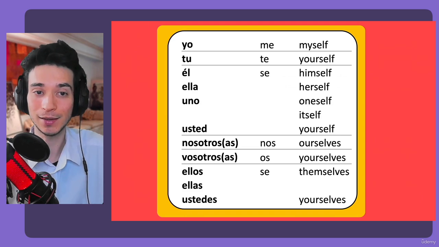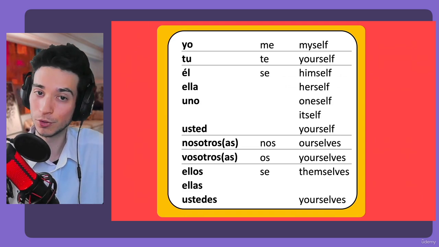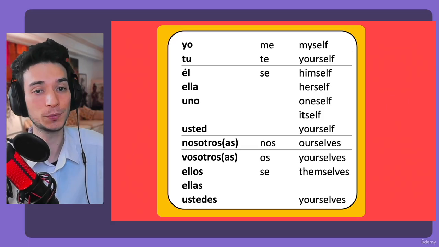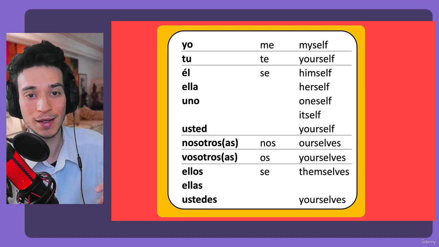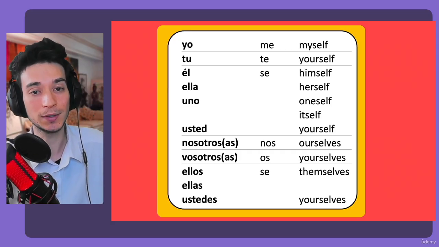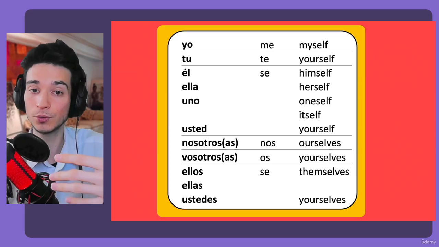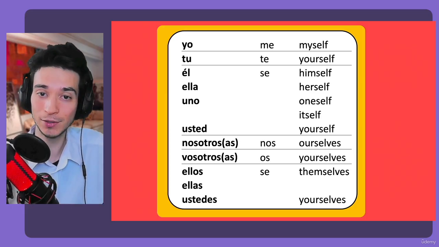Usted se, which is you but formal. Usted, so you do something to yourself, formal you. Nosotros nos, we do something to ourselves. Vosotros os, this one is used in Spain only. Vosotros, so you do something to yourselves. Ellos se, so they do something to themselves.